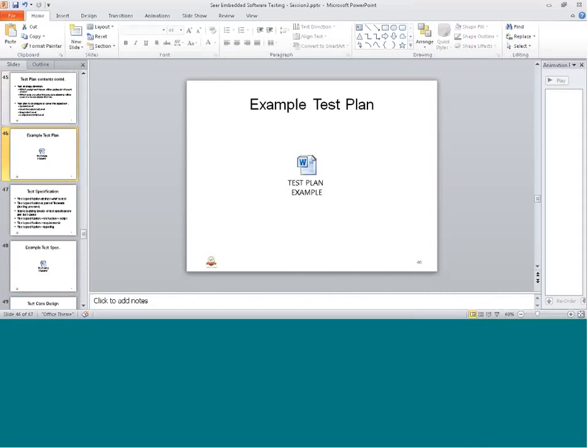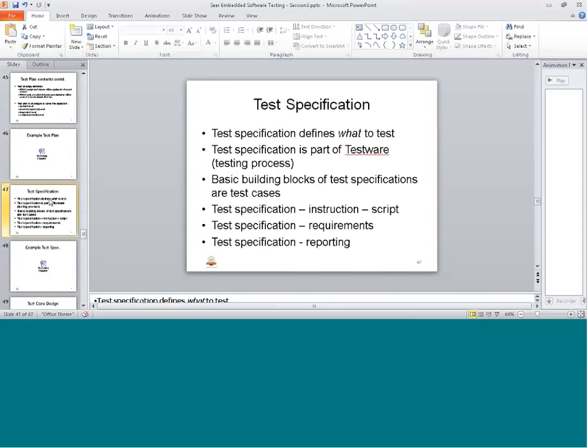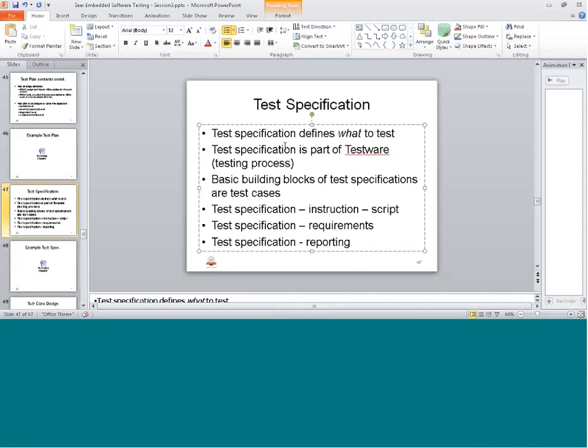So that is about the test plan example. Okay, so next coming to test specification. Once we have the test plan laid out, we are going to start with the test specification. So what is the test specification? Test specification defines what to test.